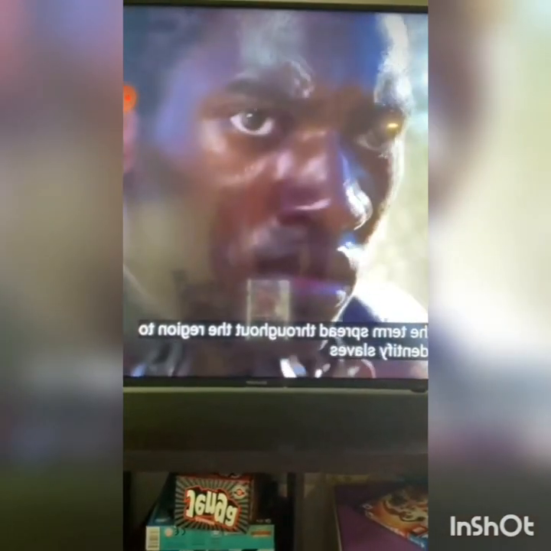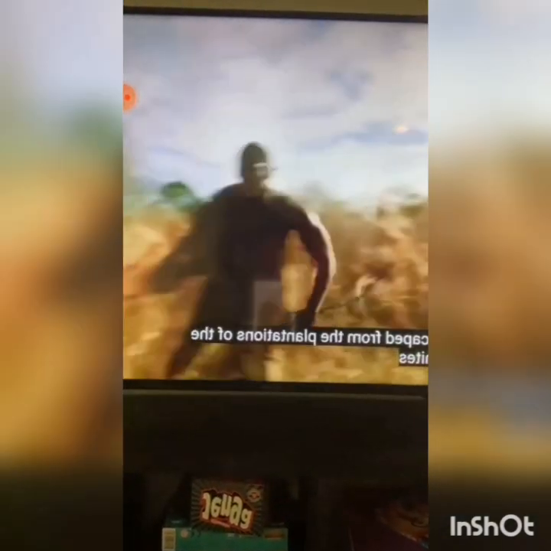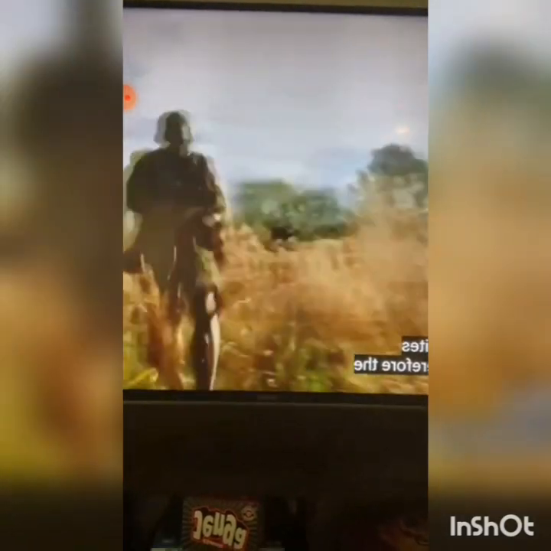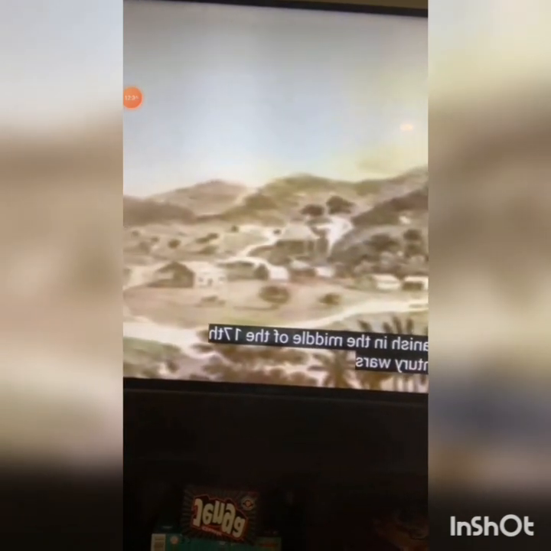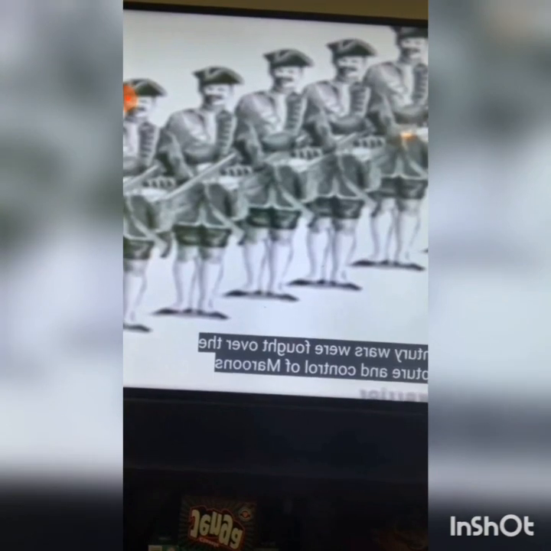Maroon was originally a term that referred to runaway farm animals, mainly cattle. Soon the term spread throughout the region to identify slaves who had successfully escaped from the plantations of the whites. Therefore, the Maroons in Jamaica were a problem for the colonists. From the time the British seized Jamaica from the Spanish in the middle of the 17th century, wars were fought over the capture and control of Maroons.